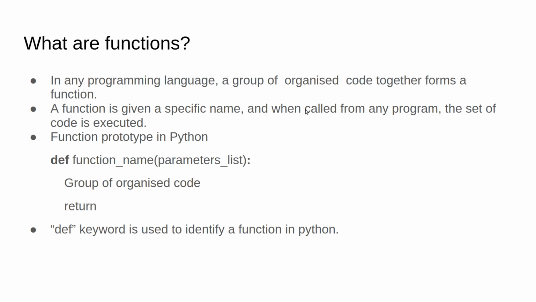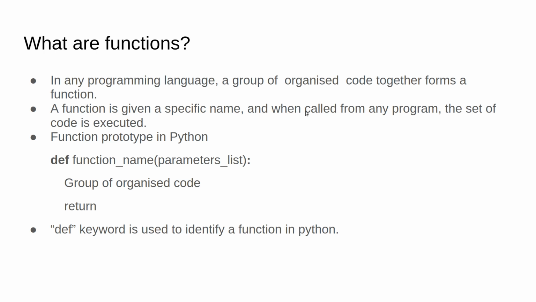Functions in any programming language are a group of organized code, and this group of organized code together forms a function. A function is given a specific name, and when the function is called from any part of the program, the given set of code is executed.